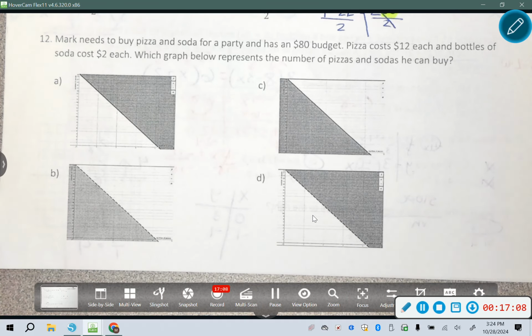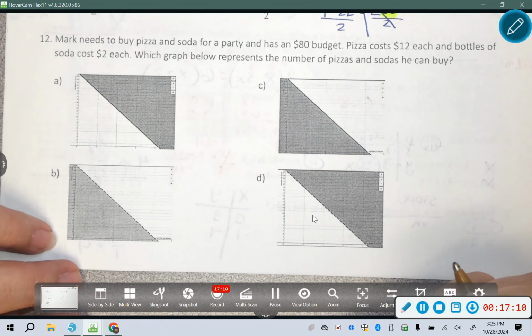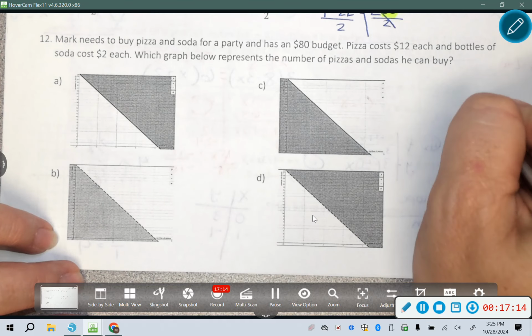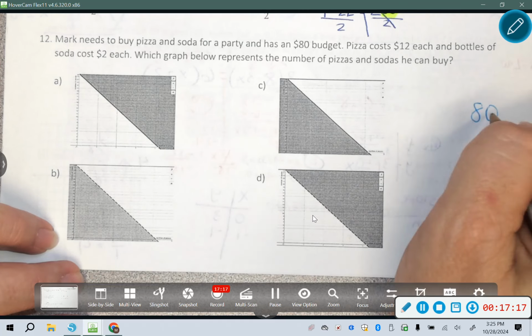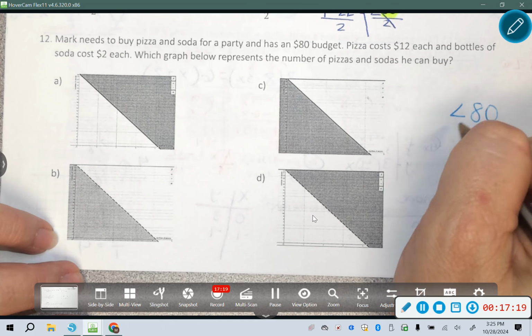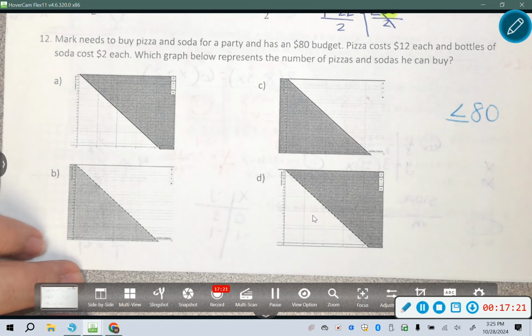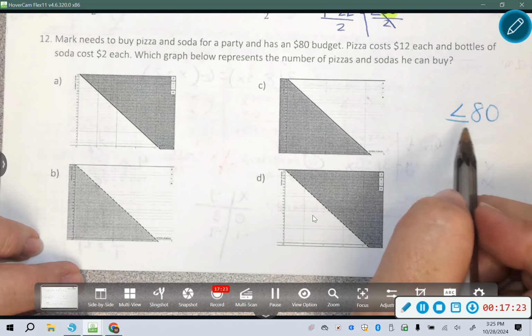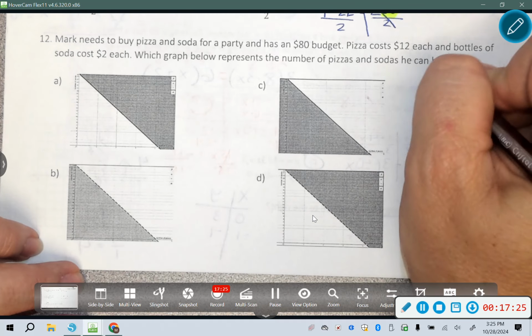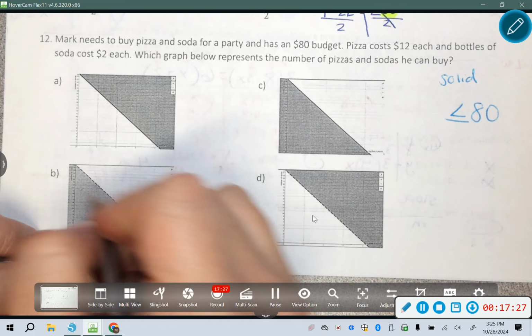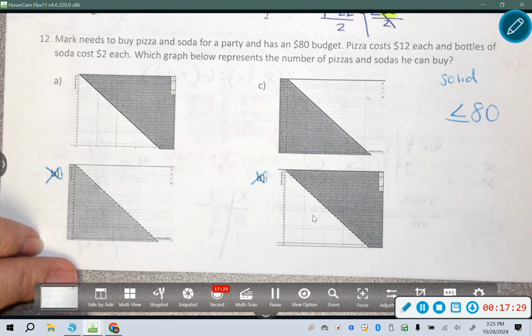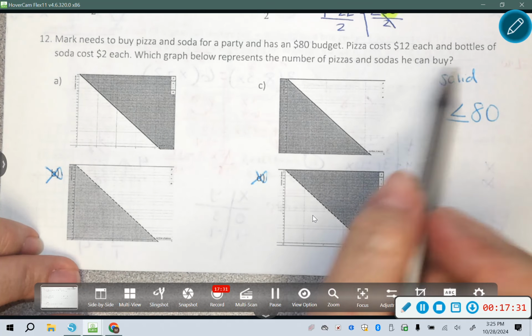Okay, last one on this page. It says Mark needs to buy pizza and soda for a party, and he has a budget of $80. So if I have a budget of 80, I cannot spend more than 80. However, I can spend less than 80 or exactly 80. So I know it's less than or equal to. Because it's equal to, I know it's going to be a solid line. So I can cross off B and D. However, I don't know the rest.